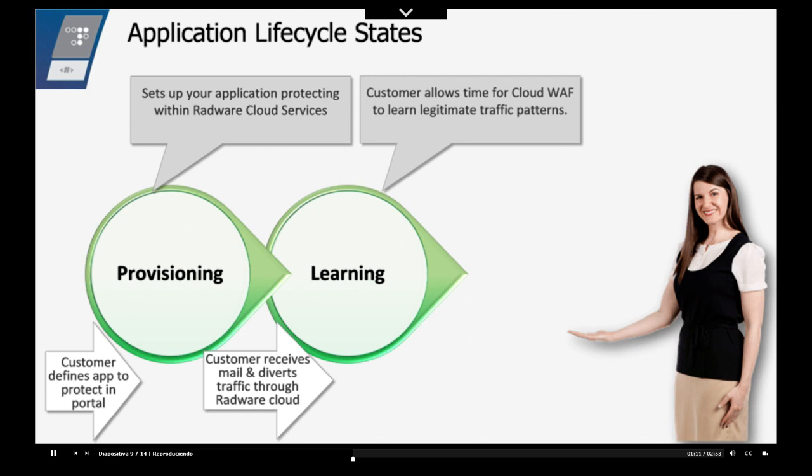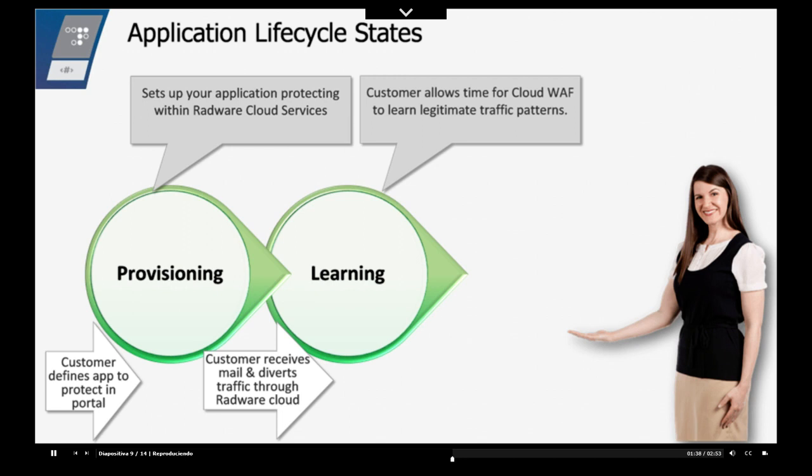During the learning period, Radware Cloud WAF Service creates the positive security policies based on the application transactions, on top of the out-of-the-box negative security policies. The learning period usually takes 1 to 2 weeks, depending on traffic volume. During the learning period, DOS and DDoS protection is fully operational. Your application is immediately protected from DOS and DDoS attacks.